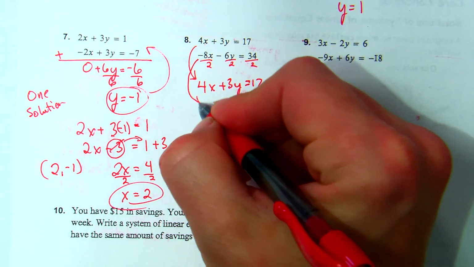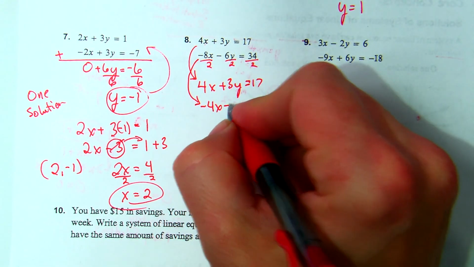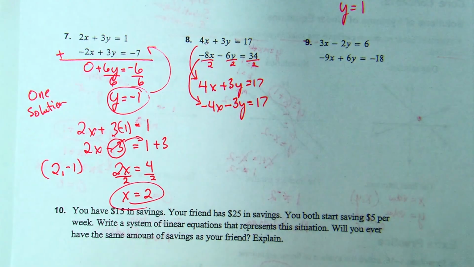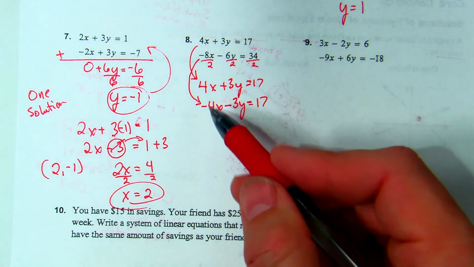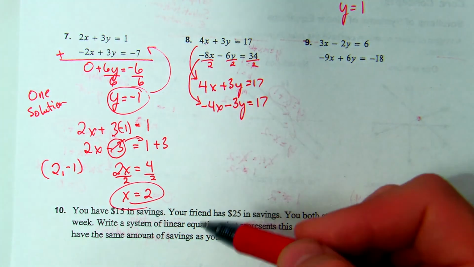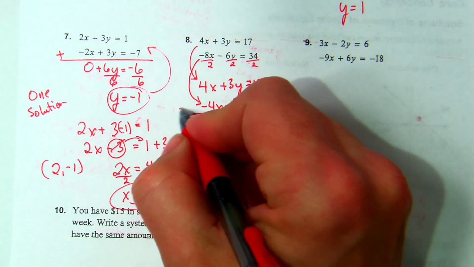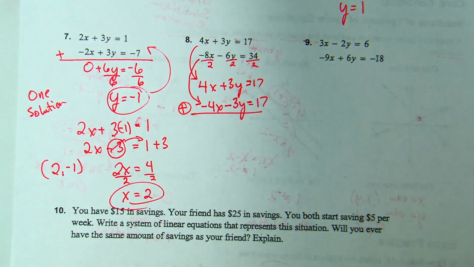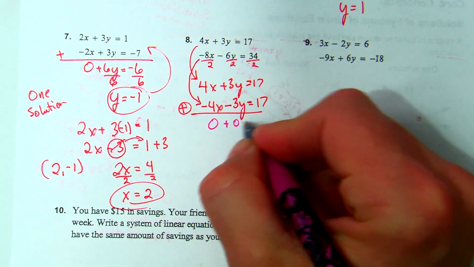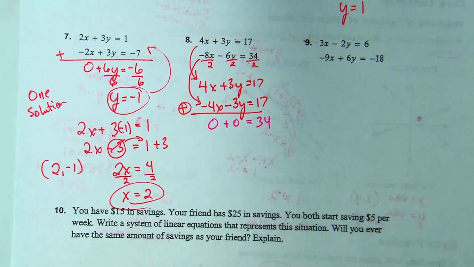Now the second equation is going to be negative 4x minus 3y equal to 17. And then now I can use elimination to get rid of one, or in this case both, of my variables. So doing that, I'm going to add these together. I'll change colors here. These will be 0. This will be a 0. But 17 plus 17 is a 34.